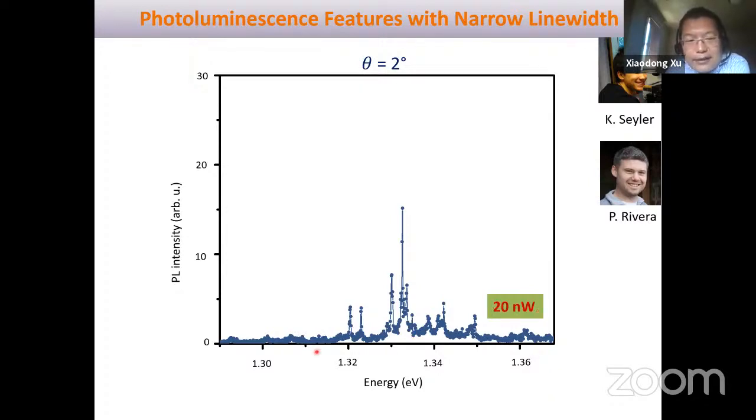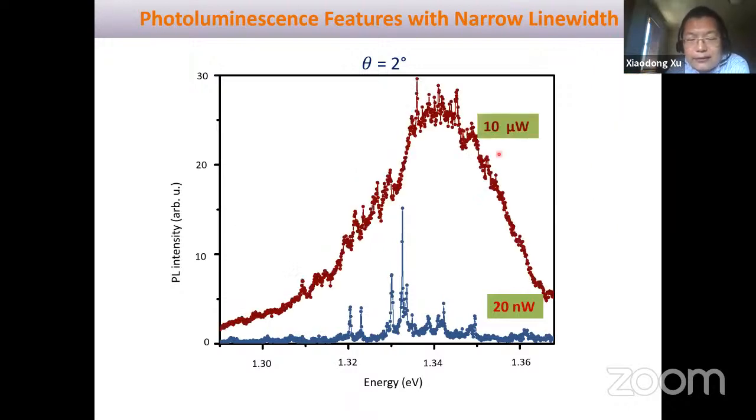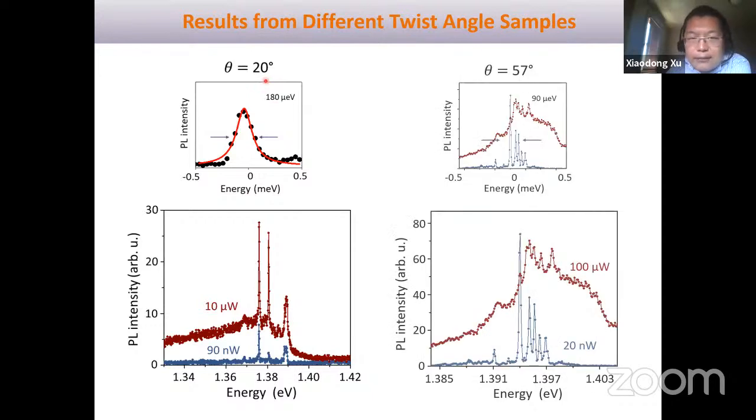In this case, we now see narrow lines appear in the spectrum. If we zoom in on one of them, the width is really narrow, about 100 micro-eV. So these look like quantum dots now. But if we increase our excitation power to regular, tens of microwatts, we see the broad background come back again, with the narrow line sitting on top. We studied these at different twist angles. For example, this sample is 20-degree twist, and we have another sample, say 57-degree twist. We see these narrow lines when we excite the system with really low powers, and they become broader when excited with high powers.